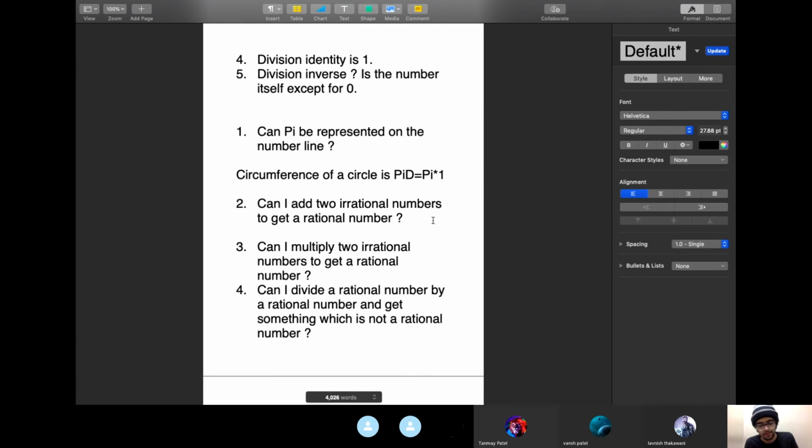I will give you the answer to that towards the end of the class. We'll think about the next one. The next one is more straightforward. Can I multiply 2 irrational numbers to get a rational number?